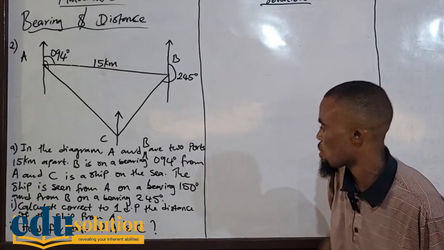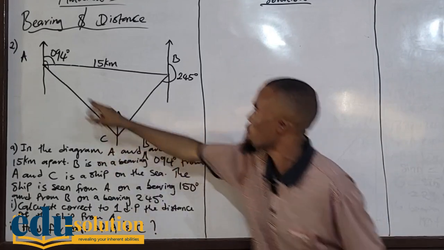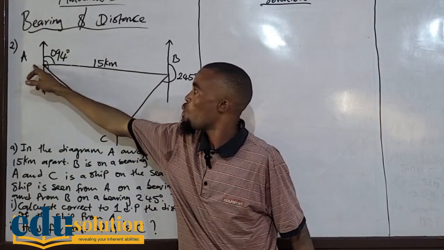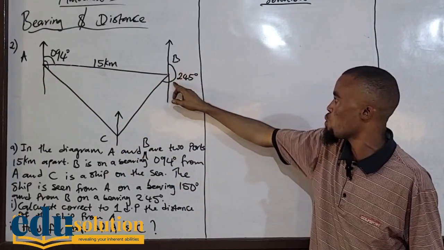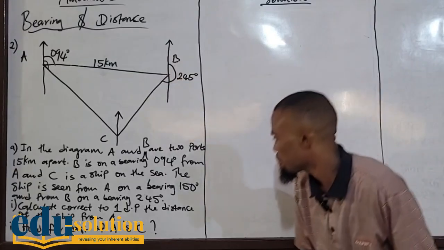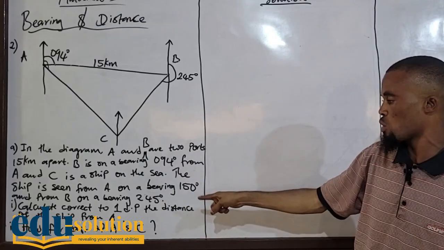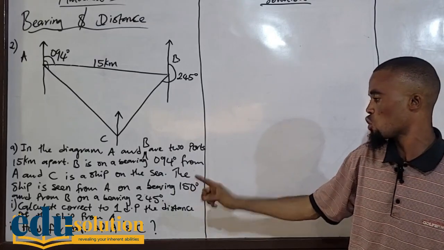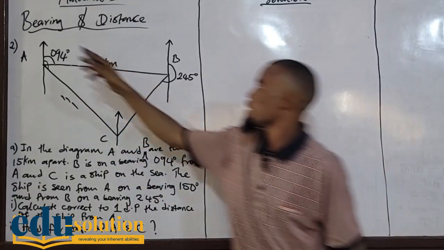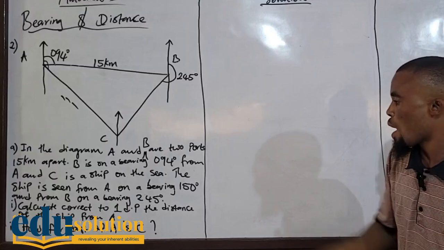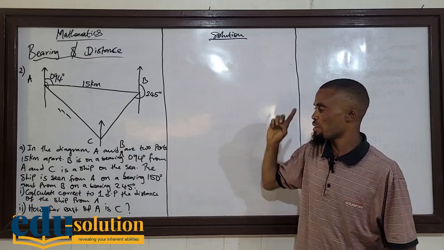Okay, let's continue how we solve it. This ship C was seen from A on a bearing of 150 degrees, and this same C is seen from B on a bearing of 245 degrees. Then question number 1: calculate, correct to 1 decimal place, the distance of the ship from A. So that means we are looking for the distance between A and C. Question number 2: how far east of A is C?